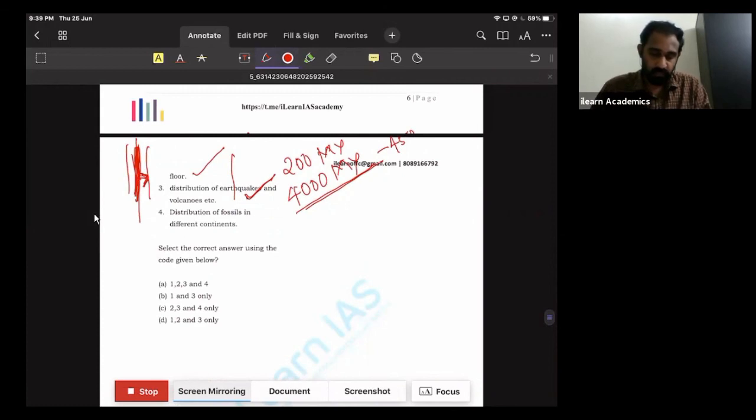but not in the oceanic regions. So let's look at the statement 4. Statement 4 says distribution of fossils in the different continents. So distribution of fossils is not associated with the ocean floor spreading, because here these fossils and the rocks might be much older in comparison to the sea floor. Okay. So 1, 2, 3 are correct. You can eliminate 4. Answer is D.